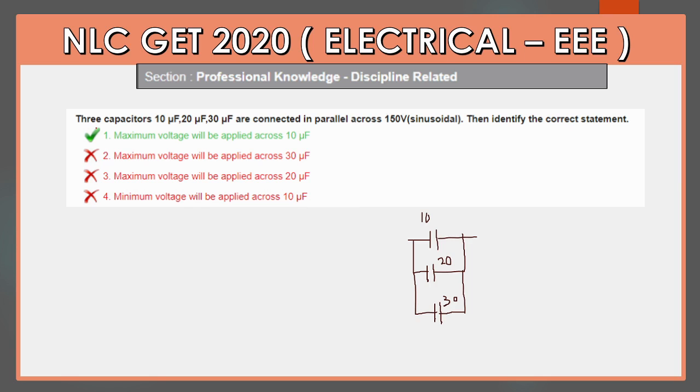So next question, three capacitors 10 microfarad, 20 microfarad, 30 microfarad are connected in parallel to a 150 volt sinusoid. Then identify the correct statement. We know that if capacitors are connected in parallel, maximum voltage will be across the minimum value of the capacitance. So the option 1 will be correct. Maximum voltage will be applied across the 10 microfarad capacitor.